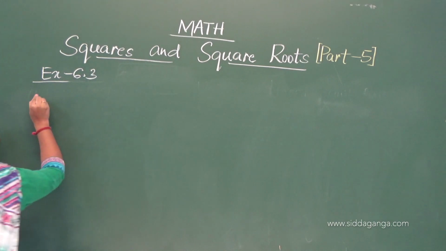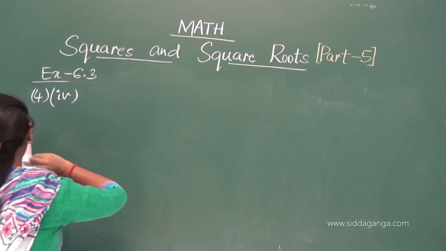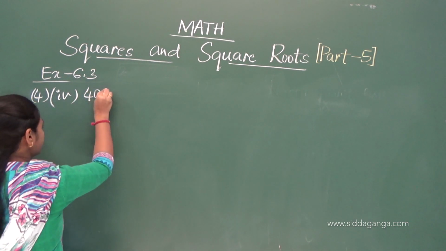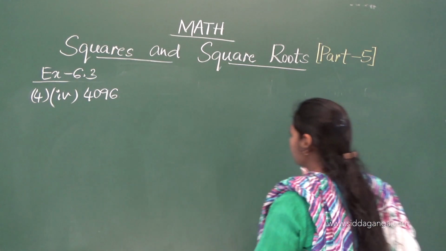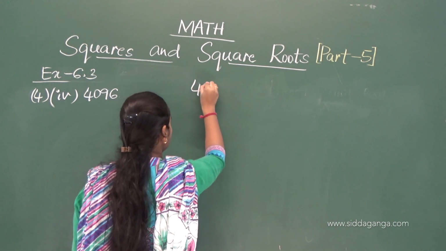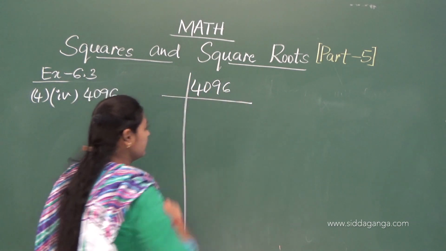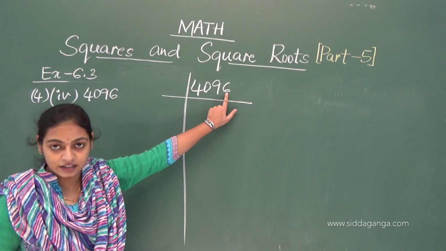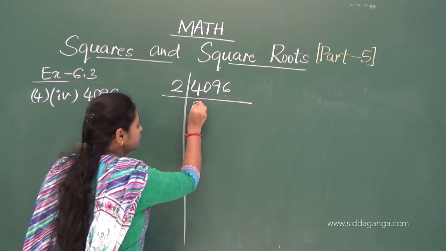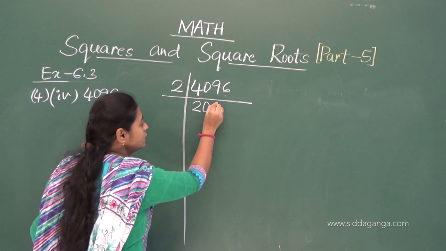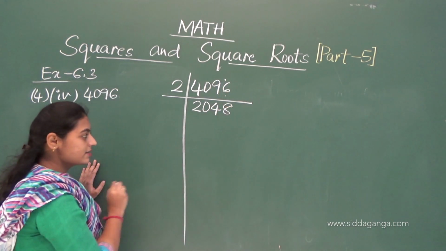Next one, 96. Here the unit place number is an even number, that is 6. So we can divide it by 2. 2 2s are 4, 0, 2 4s are 8, and 1 it becomes 16, 2 8s are 16.